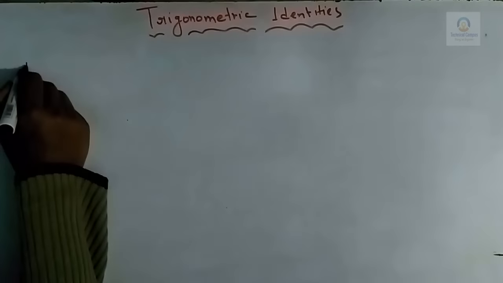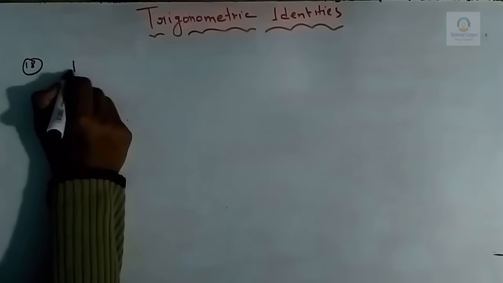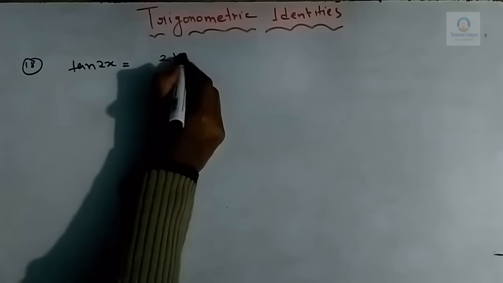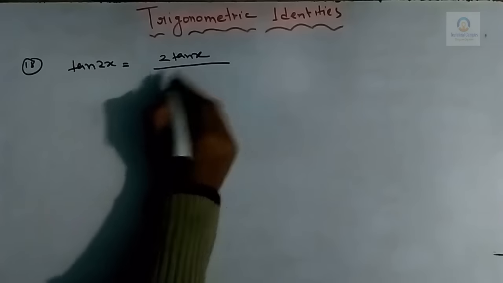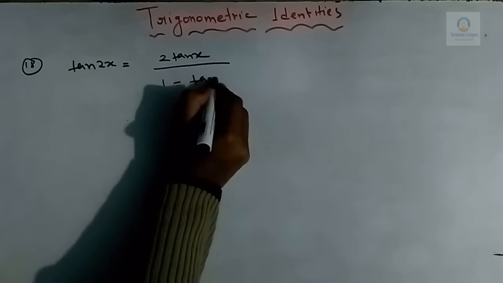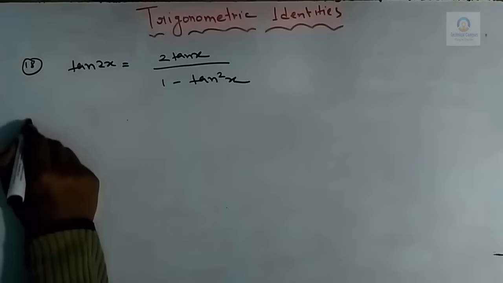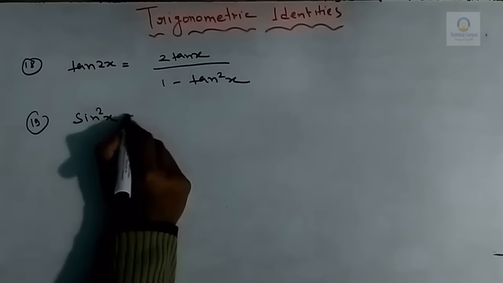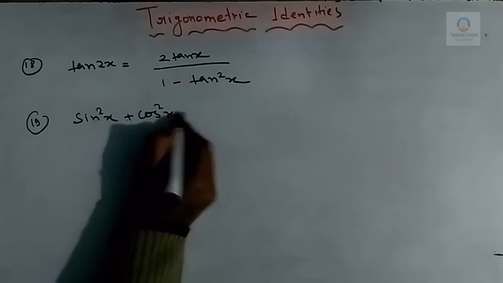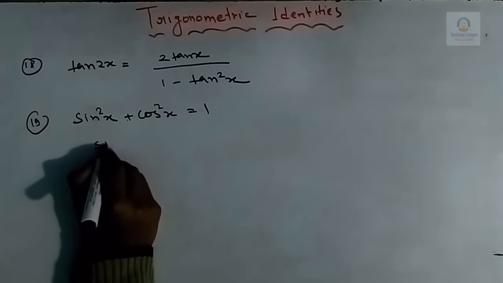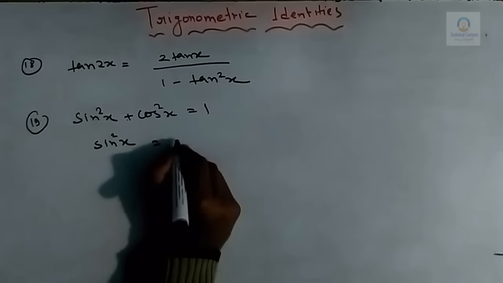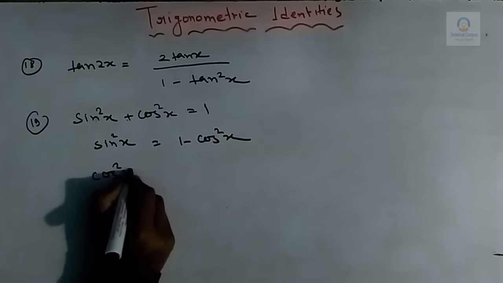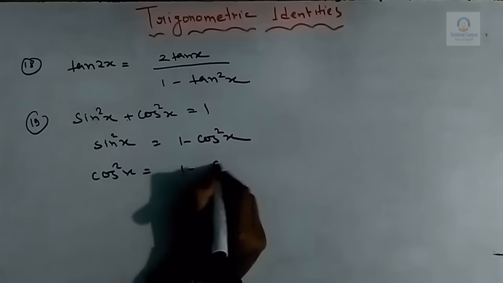Number 18 is tan 2x is equal to 2 tan x divided by (1 − tan² x). Number 19 is sin² x plus cos² x is equal to 1. So sin² x is equal to 1 minus cos² x, or cos² x is equal to 1 minus sin² x.